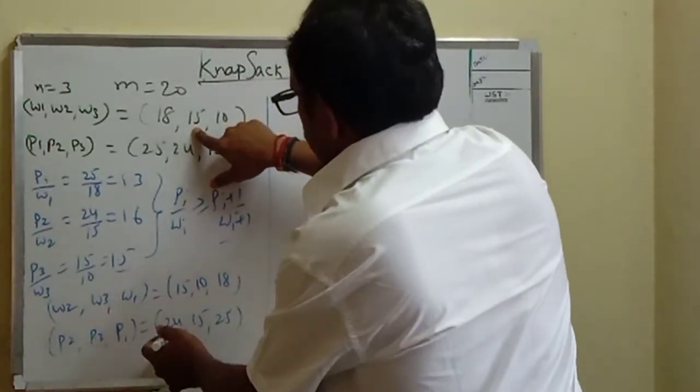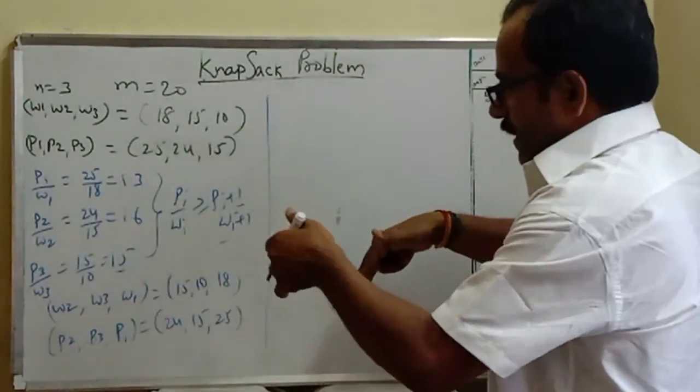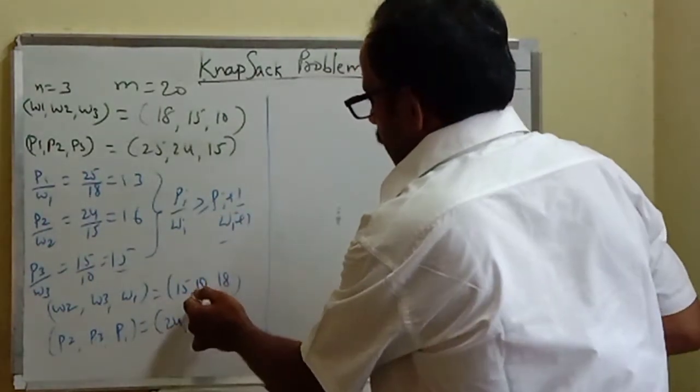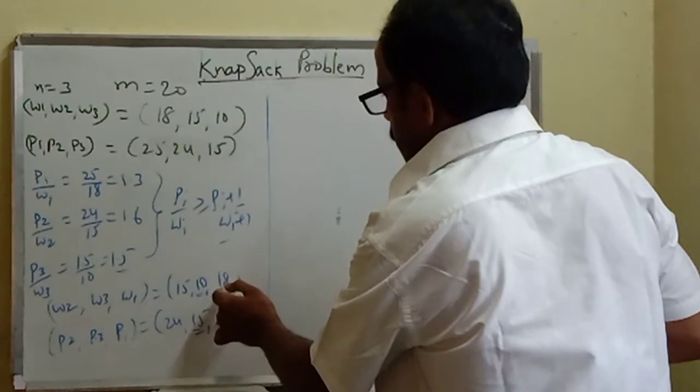Second item profit is 24. Now the second item becomes the first item in the updated order. Then what about the third one? The third one becomes the second item in the updated order, and the first one becomes the third item in the updated order.